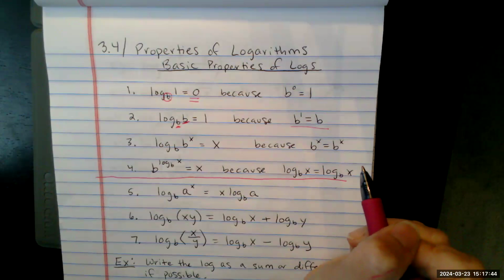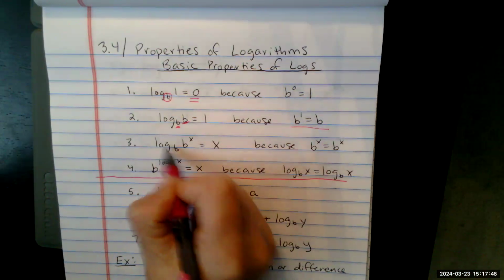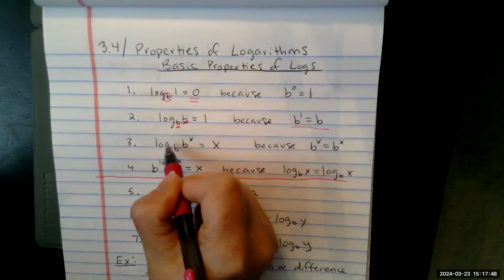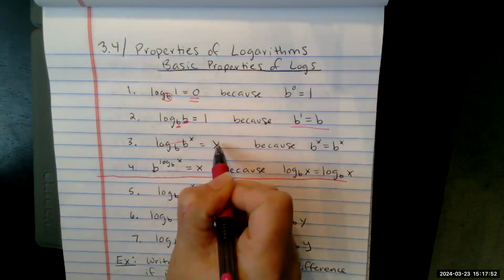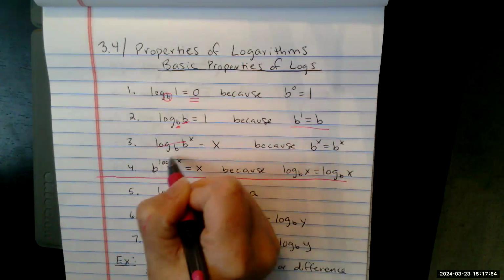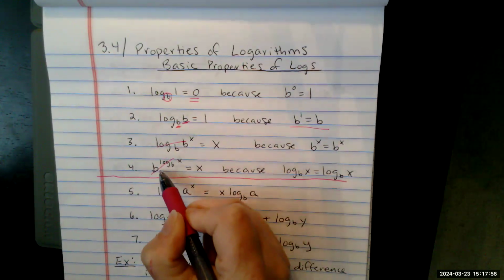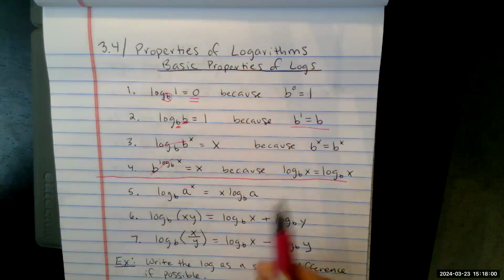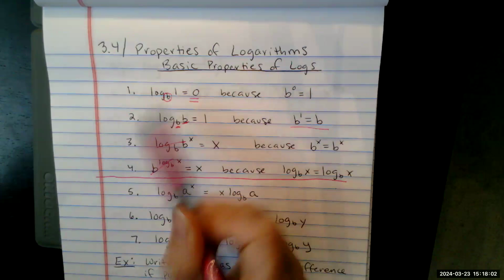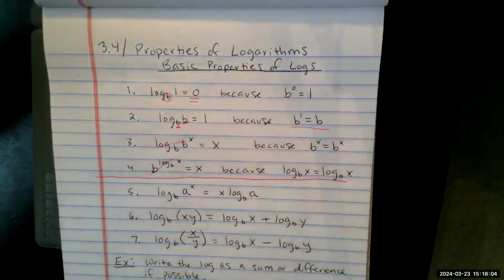1. And then finally, the fun ones we talked about last time, where if you have the same thing here and here, that all just crosses out and you're left with the x in this case, and same thing here. That b raised to log base b wipes out and you're left with x. So these we have seen before.